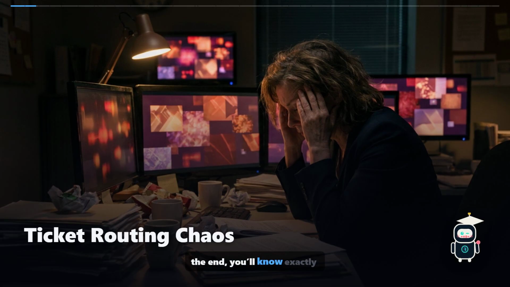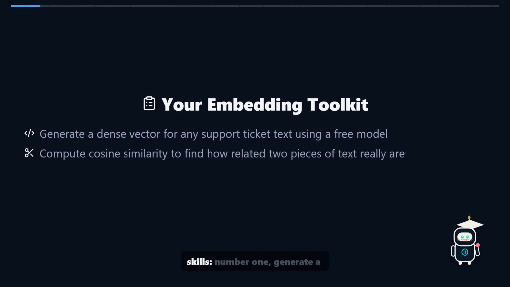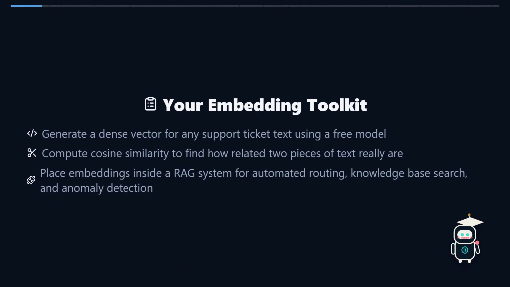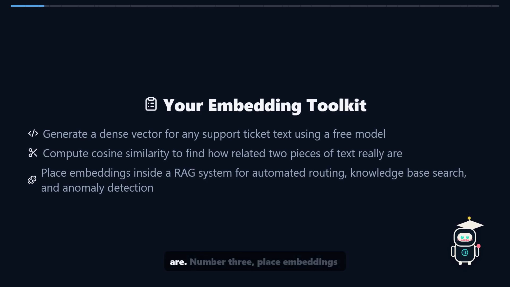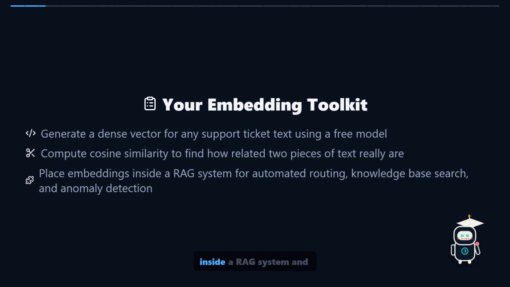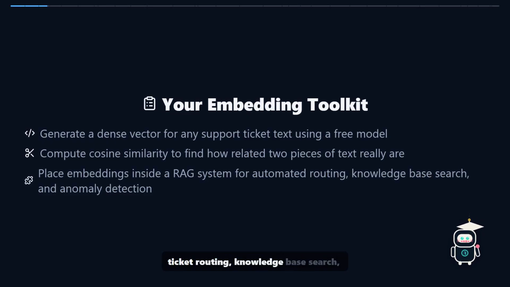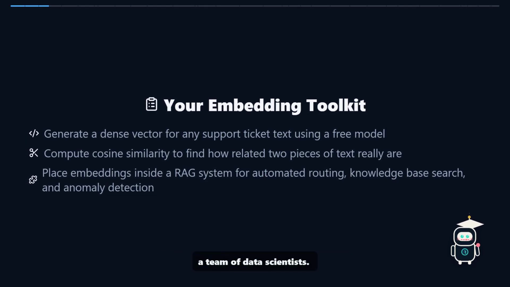By the end, you'll know exactly what they are, how to generate them, and where they plug into real IT automation. By the time this video ends, you'll have 3 concrete skills. Number 1, generate a dense vector for any support ticket text using a free model. Number 2, compute cosine similarity to find how related 2 pieces of text really are. Number 3, place embeddings inside a RAG system and understand why they make automated ticket routing, knowledge-based search, and anomaly detection possible without a team of data scientists.